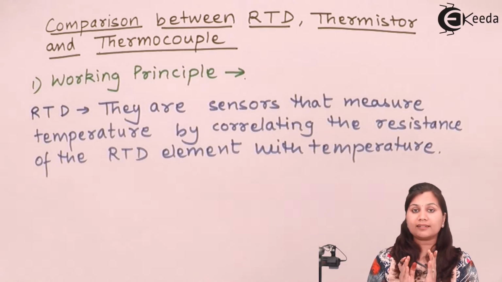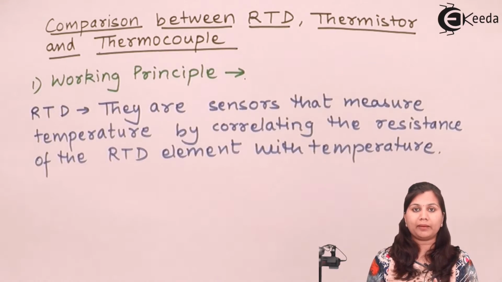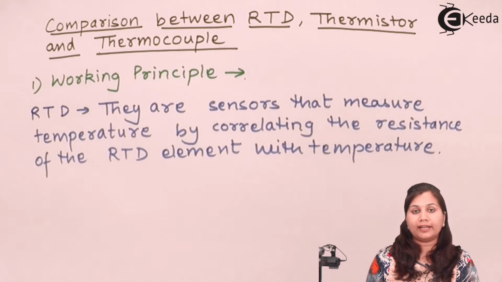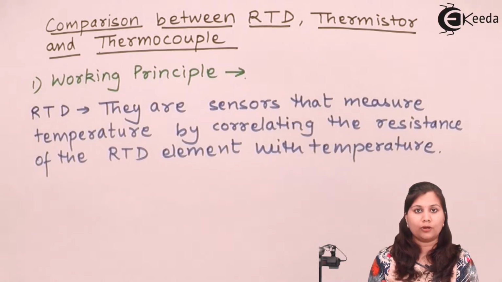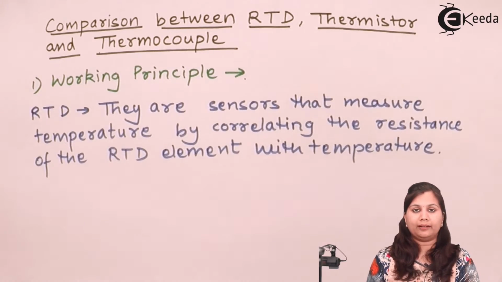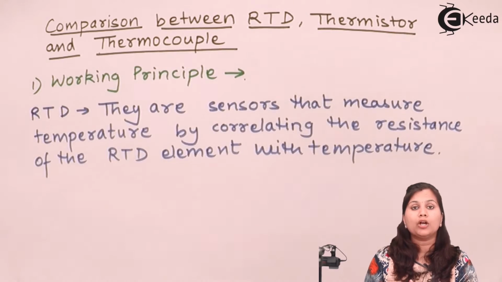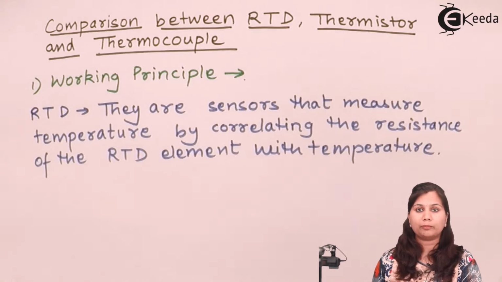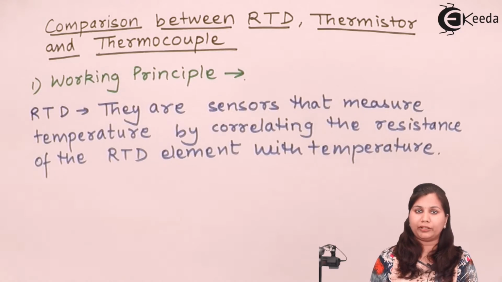It shows that there is a relationship between the temperature and the resistance: for some elements, when the temperature is increased, their resistance increases, and there are some elements for which if the temperature increases, the resistance decreases. Depending upon it, there are two types of elements, having positive temperature coefficient and negative temperature coefficient. This relationship between the temperature and the resistance is used by the resistance temperature detectors, that is RTD, for the measurement of temperature.